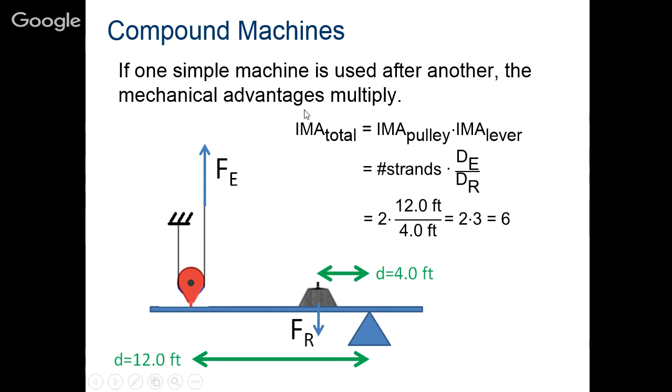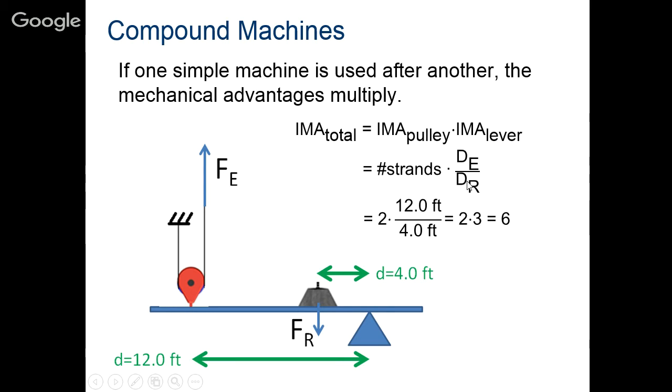So to find the total mechanical advantage, and here we're doing ideal mechanical advantage, we would find the ideal mechanical advantage of the pulley system. Here we have two strands opposing the force of our load going downward. So we would have number of strands is 2. And then we have the ideal mechanical advantage of our lever.